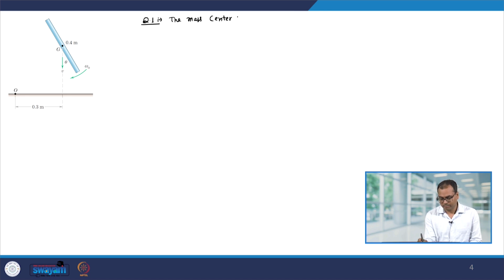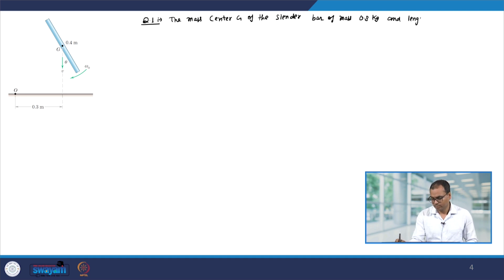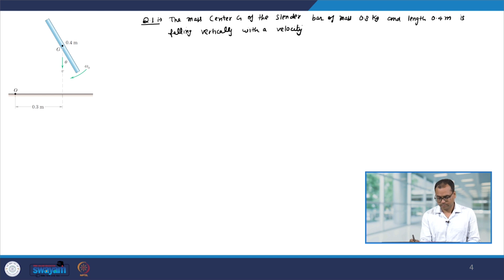The mass center G of the slender bar of mass 0.8 kg and length 0.4 meter is falling vertically with a velocity v equal to 2 meter per second at the instant depicted. Okay.